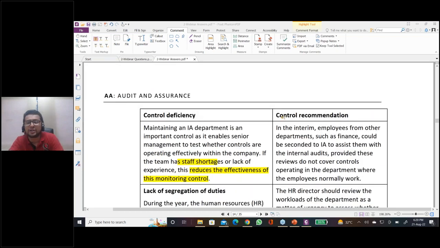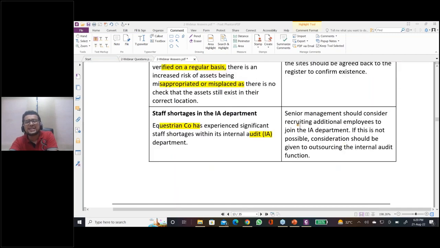What should be the recommendation with respect to an understaffed internal audit department? I think senior management should consider recruiting additional employees for the internal audit department. And if it is not possible to recruit more employees, they should consider outsourcing it. That's one mark.